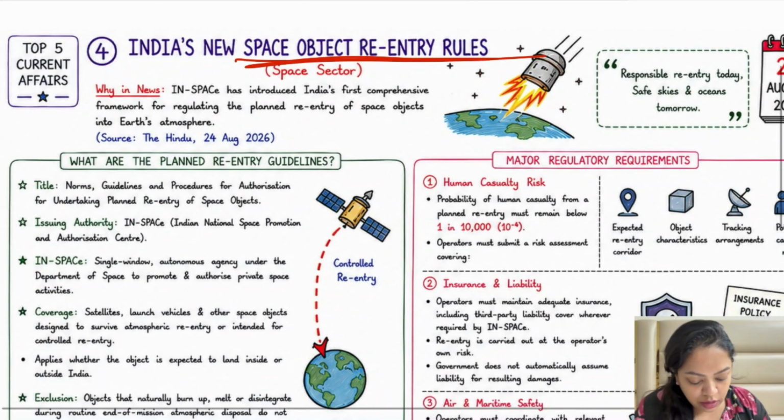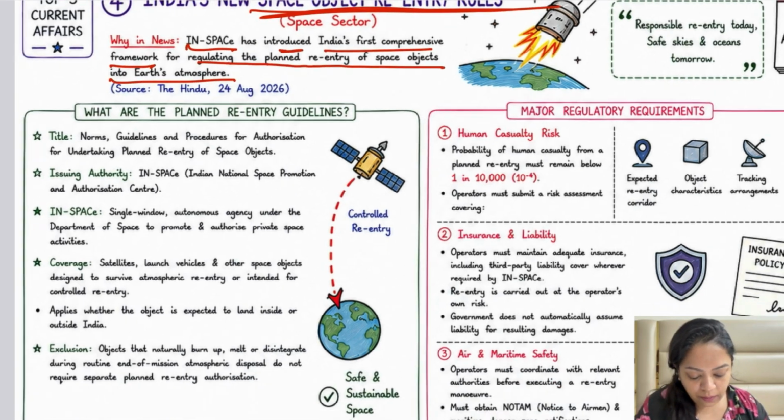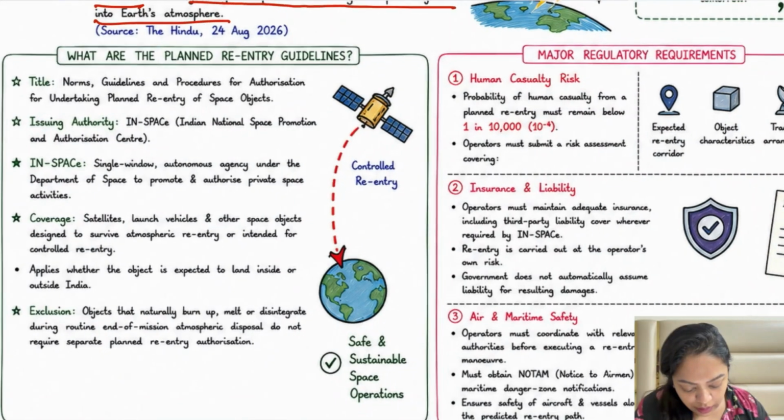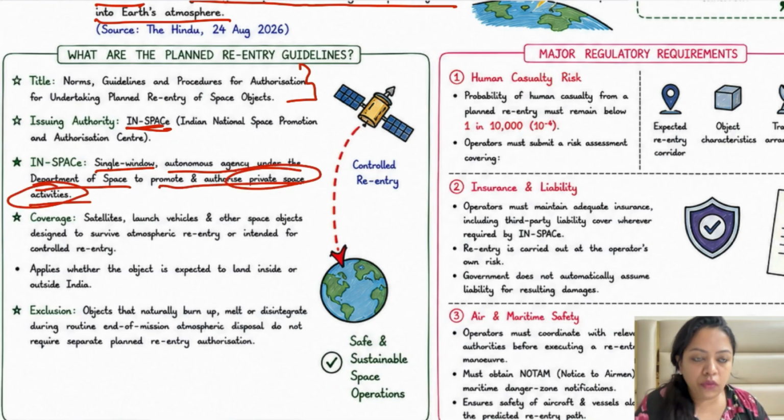So why is this in news? InSpace has introduced India's first comprehensive framework for regulating the planned re-entry of space objects into Earth's atmosphere. So why the planned re-entry? What are the planned re-entry guidelines? What is the title? Norms, guidelines and procedures for authorization for undertaking planned re-entry of space objects. Issuing authority, we have seen this is InSpace. And InSpace is a single window autonomous agency under the Department of Space to promote and authorize private space activities. It is for the promotion of private space activities.